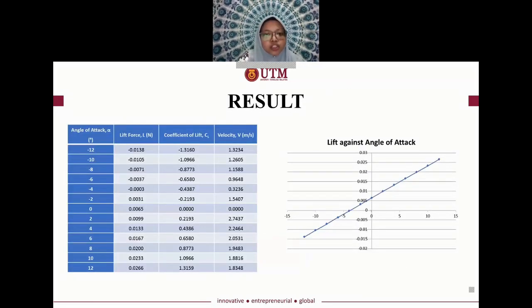Based on the table shown here, it can be seen that the coefficient of lift is negative as the angle of attack is negative. However, as the angle of attack increases, the coefficient of lift also increases. This trend differs from the velocity trend. The highest velocity is when the aileron is deflected at 2 degrees with 2.7437 meters per second, while the lowest velocity is when the aileron is not deflected. In short, we can say that the lift and the angle of attack of the aileron have been proven to have a linear relationship.